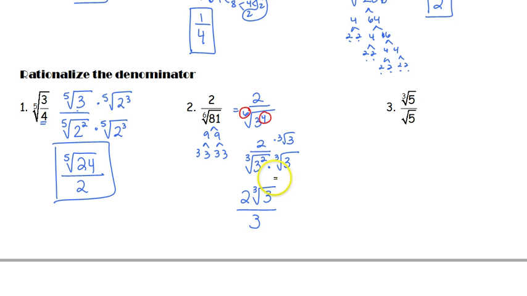Again, we're rationalizing. The whole point is to create that group of 3 so I no longer have a radical, so that I can move it to the outside. On top, we've got 2. 2 is not inside of a radical, so it stays outside, multiplied by the cube root of 3.